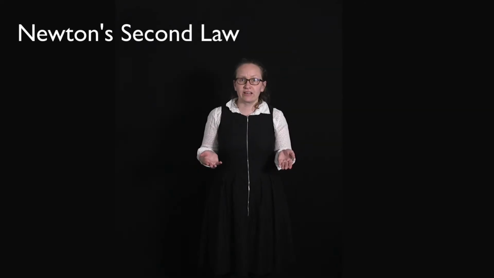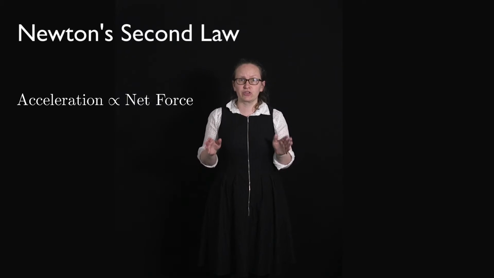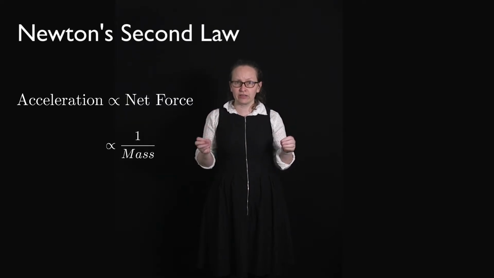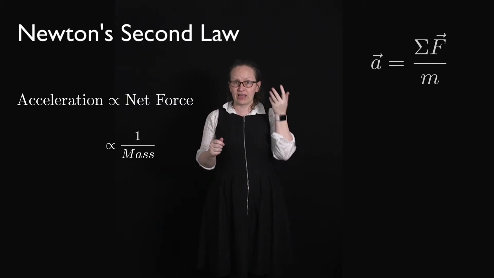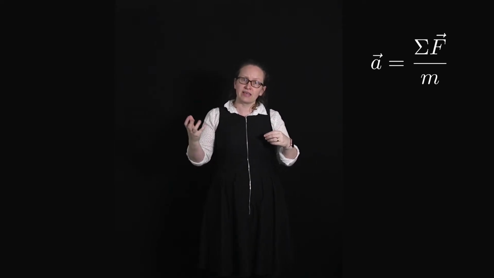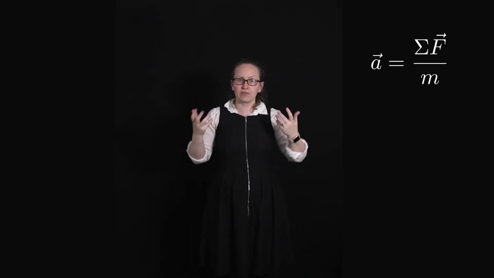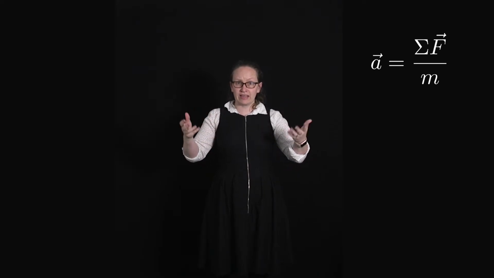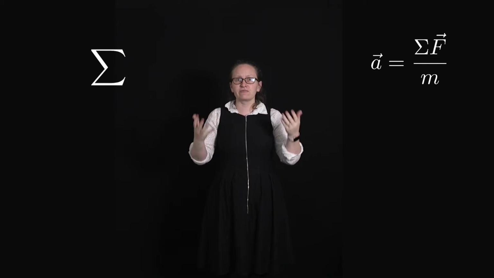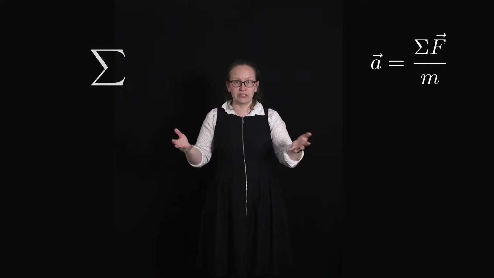Newton's second law tells us that the acceleration of an object is directly proportional to the net force acting on it and inversely proportional to its mass. So as an equation, we can write that the acceleration a is equal to the sum of the forces divided by the mass. Now in this case we're showing the sum of the forces with the Greek letter capital sigma to stand for sum. This is a fairly usual notation that you will need to get used to.